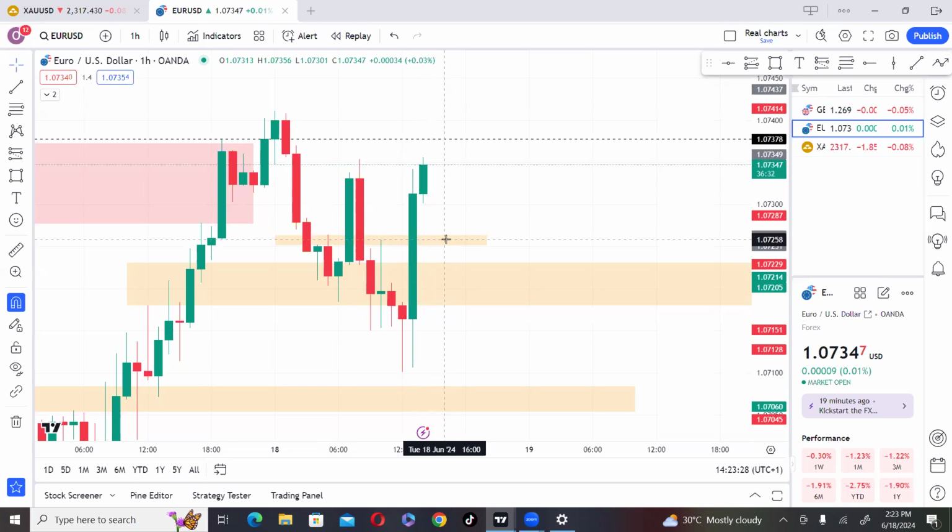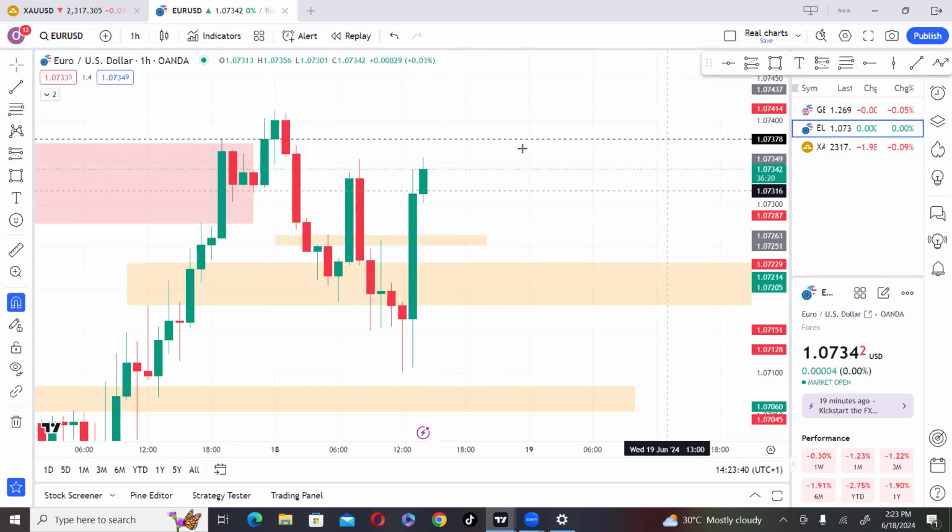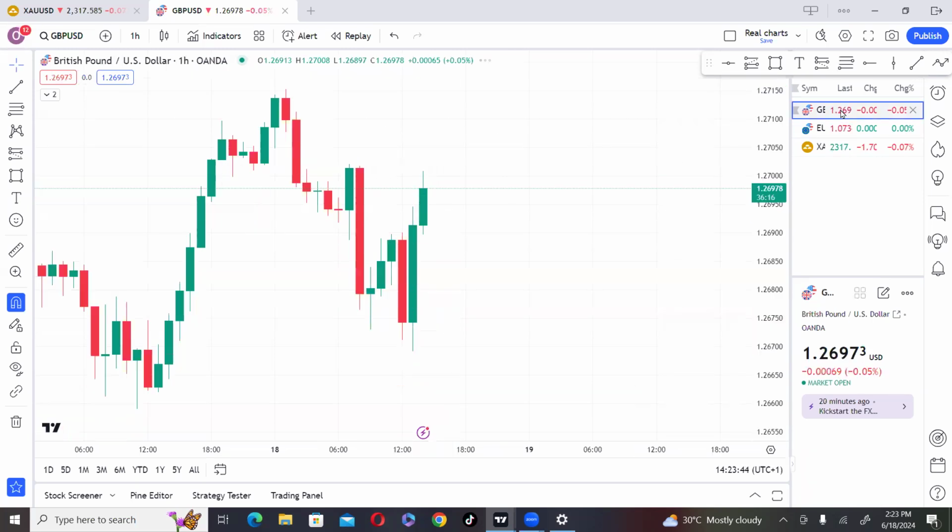So let's not really waste time on EURUSD. I'm not really seeing anything that's going to make me enter a position right now. Is it that price comes down here to give us a retest or price continues going to the upside? Okay, so let's check out GBPUSD before we check out gold.